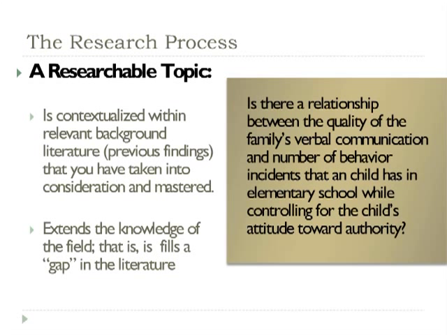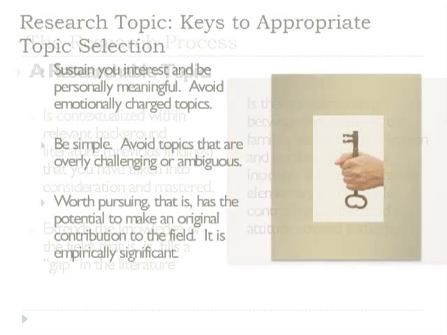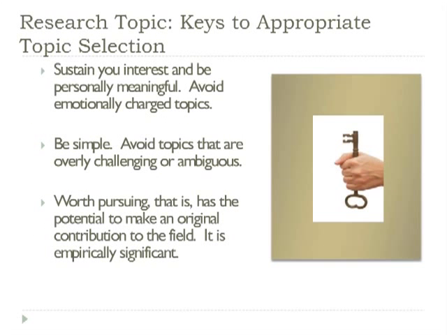Why? Because first, I've contextualized it within the relevant literature. I've looked at the previous findings and considered what has been done and what hasn't been done, and I grounded my topic there. Then, I also made sure that what I'm studying extends the knowledge in the field. Now, those are the two most important factors or keys to selecting an appropriate topic for research. However, there are some other considerations that you need to make when you are selecting an appropriate topic, especially when you're considering it for a dissertation or a thesis.